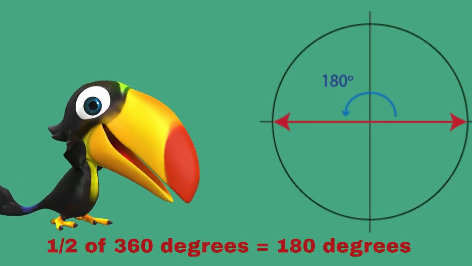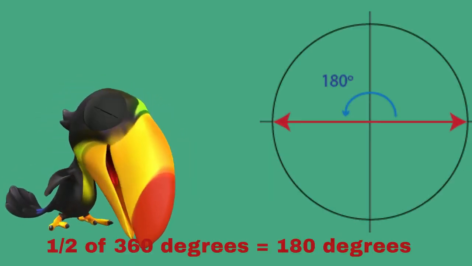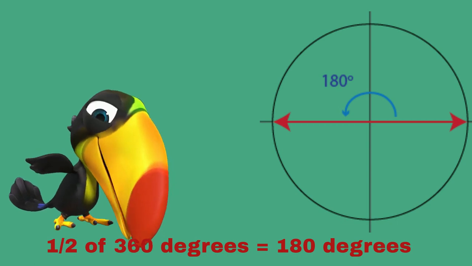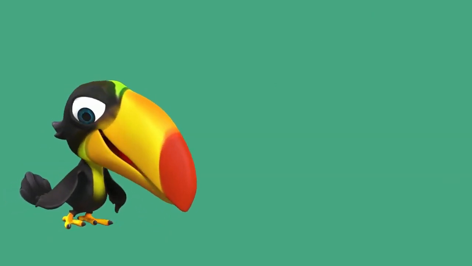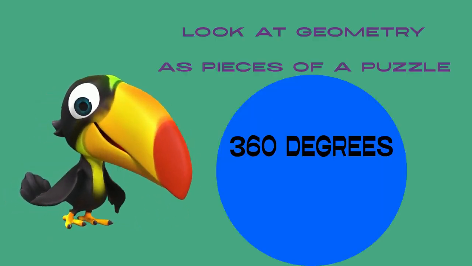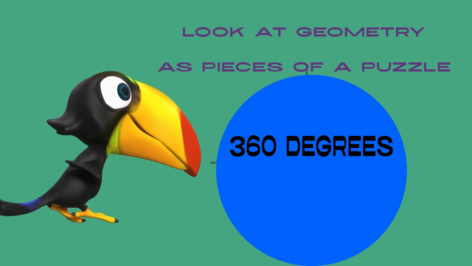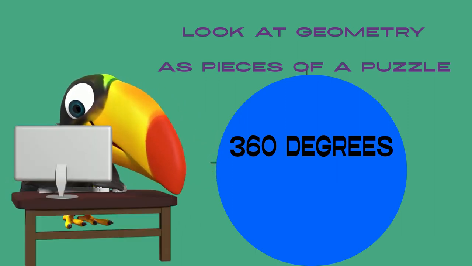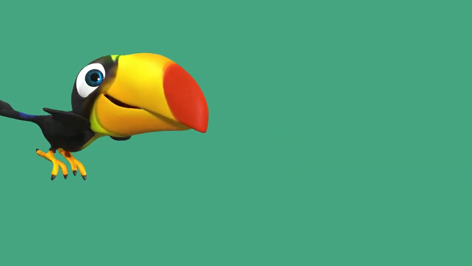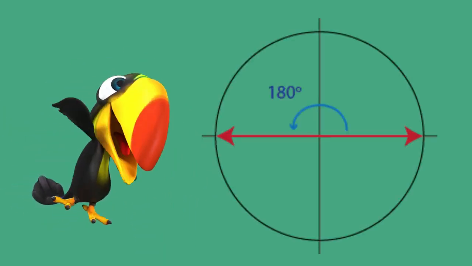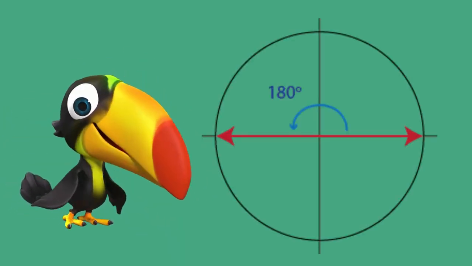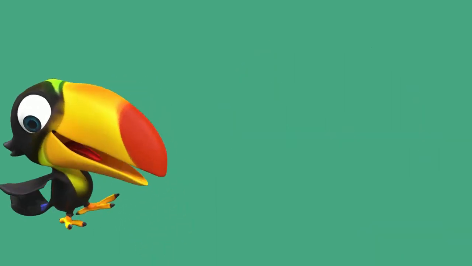And we can keep playing around with this thing. It's pretty easy. Never let it disgust you. Look at geometry. It's pieces of a puzzle. 360 degrees. 360 degrees. All these measurements exist in a circle or a square. Any way you want to go, math will take you there.